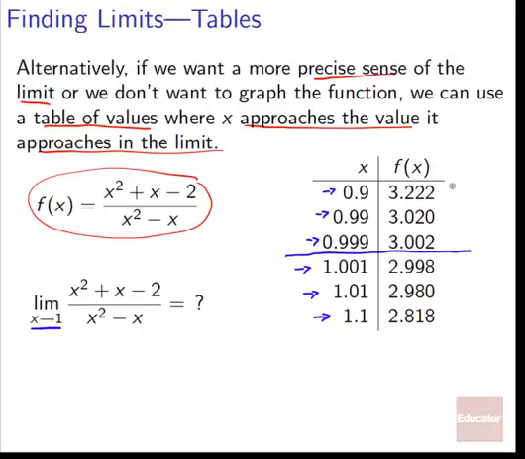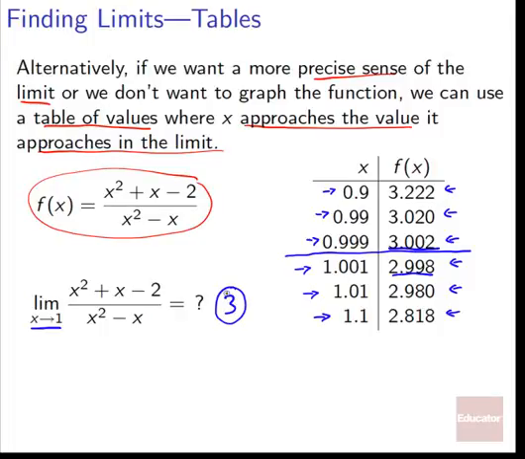We calculate this with a calculator. 0.9 comes out to be 3.222, 0.99 comes out to be 3.020, 0.999 comes out to be 3.002, going from the other side, 1.1 is 2.818, 1.01 is 2.980, 1.001 is 2.998. So we can see that the values we're getting are 2.998, 3.002, we're clearly tending pretty darn close to the value of 3, so we can say this limit is going to wind up being 3 as we get closer and closer and closer.